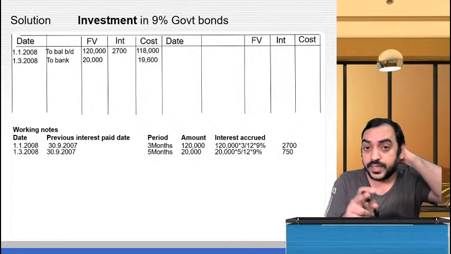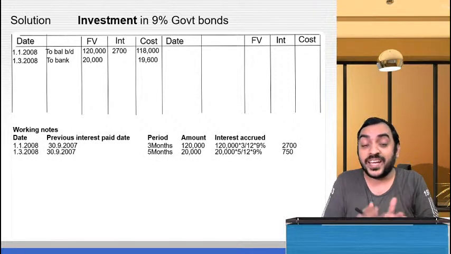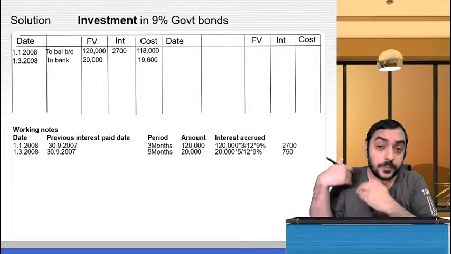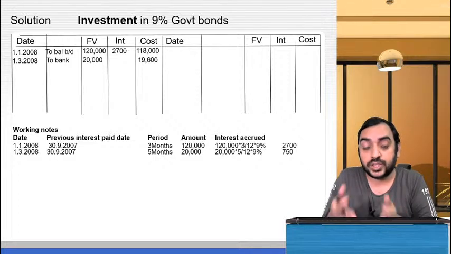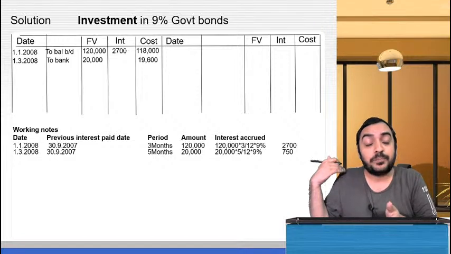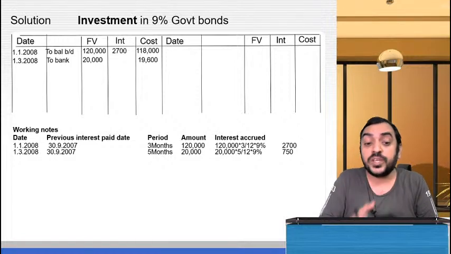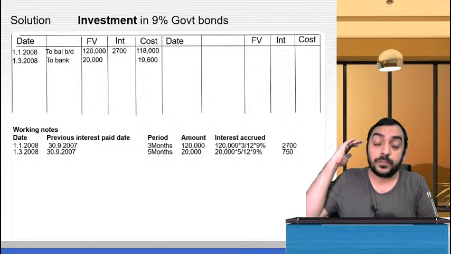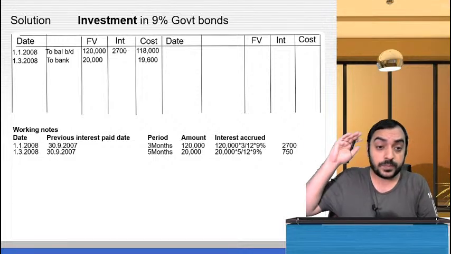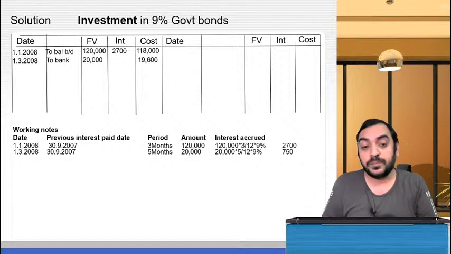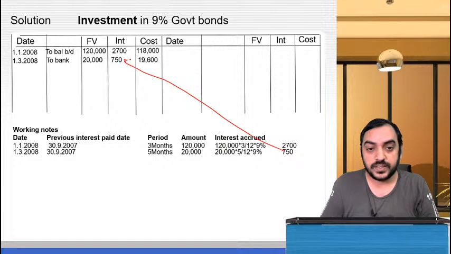And as on this date, you will have interest accrued. From what date? From the previous date of interest payment till the date of transaction. We are on 1st of March. Previous date of interest payment would be on what date? They are paying on 30th of September. So 30th of September till 1st of March, 5 months. On 20,000 face value, 5 months interest, 9%, 750. So that we can write it down as 750.